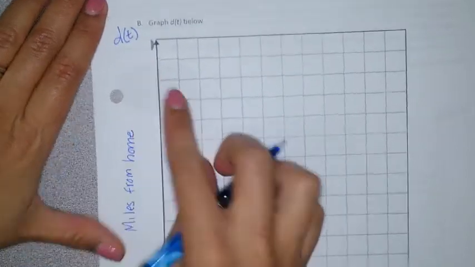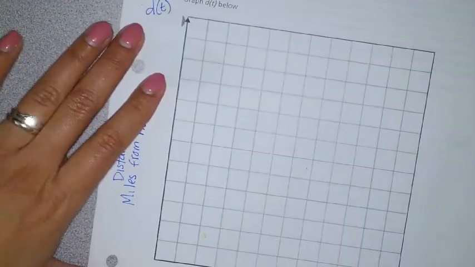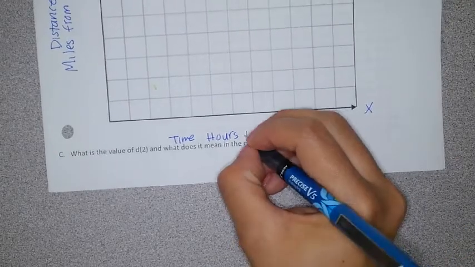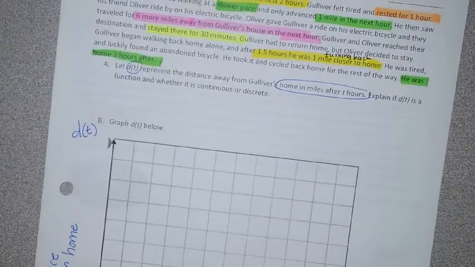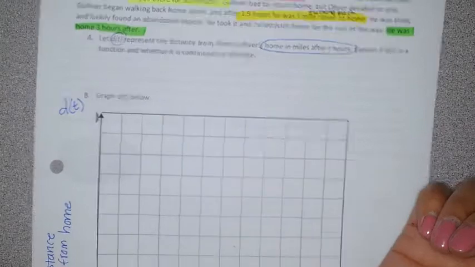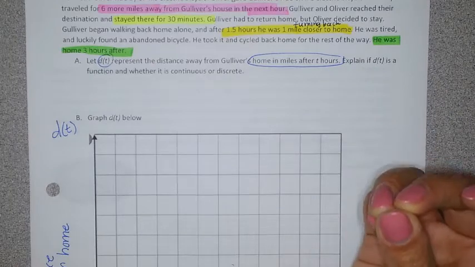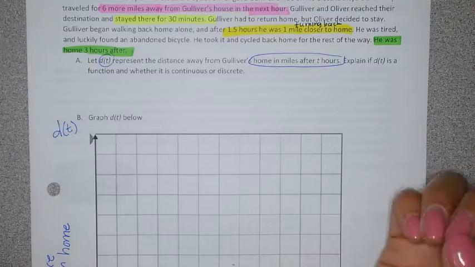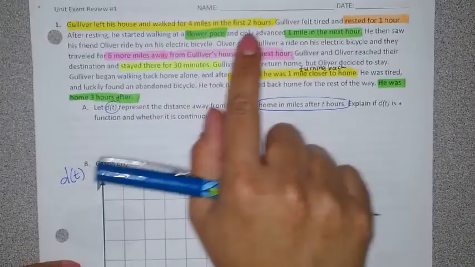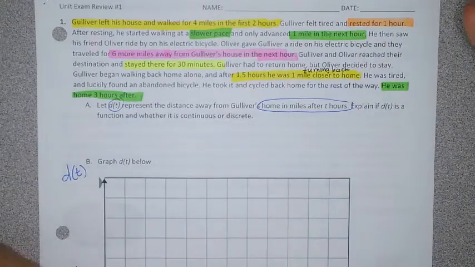Distance, D of T, is miles from home. You can call it distance as well. And this would be time in hours, T, and D of T, distance in miles away from home. So in order for me to know if it's a function or not, it means that for every different time period, there is only one distance. So for every input, there's one output. In other words, for every time, there's only one distance. So this seems to be the case here. At every time stamp, he is a different distance away from home.